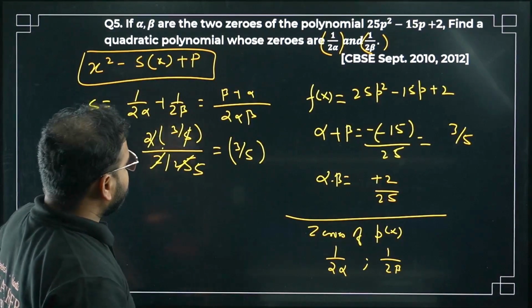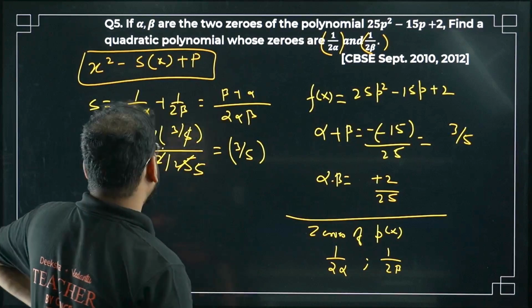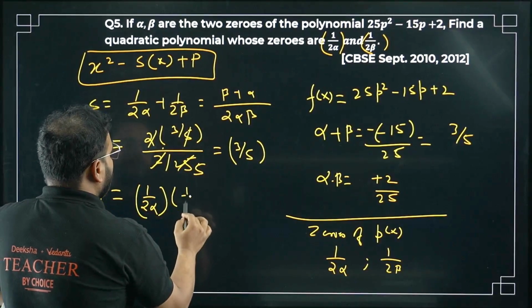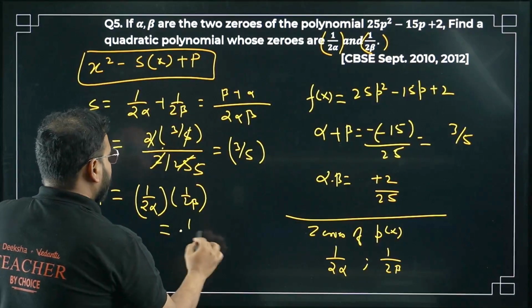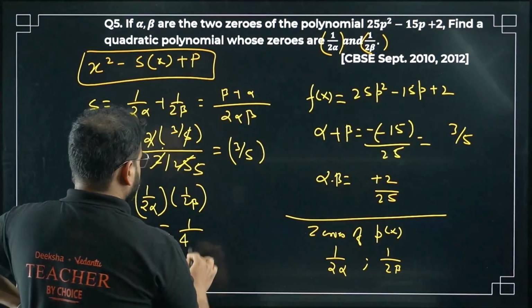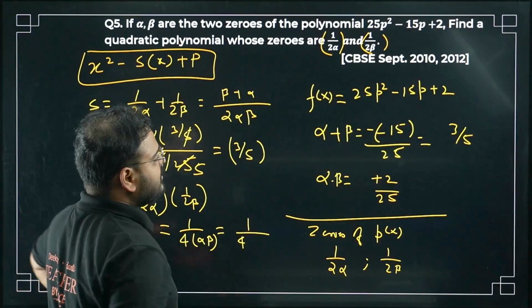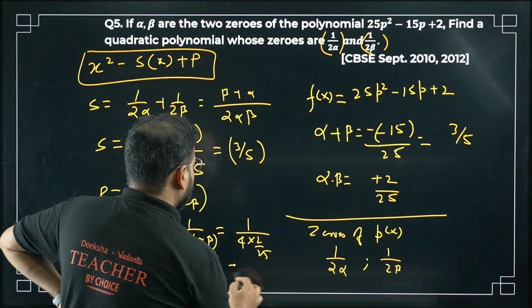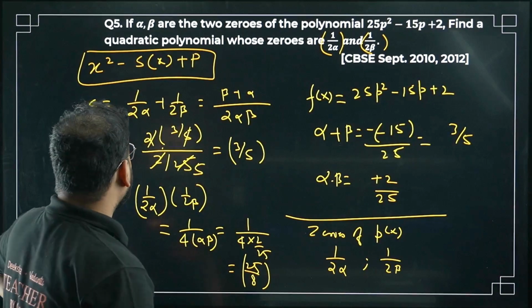Now what about your value for product? Product will turn out to be 1 by 2 alpha into 1 by 2 beta. This will become 1 by 4 alpha beta. So 1 by 4, how much is that? 2 times of 25 will become 25 by 8. I think something is wrong over here.